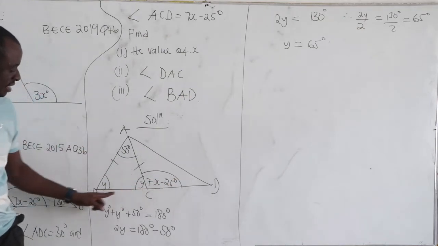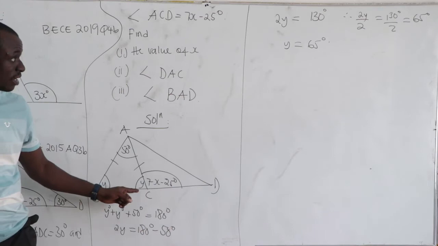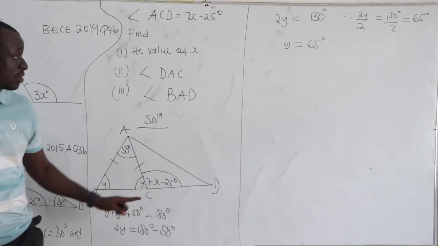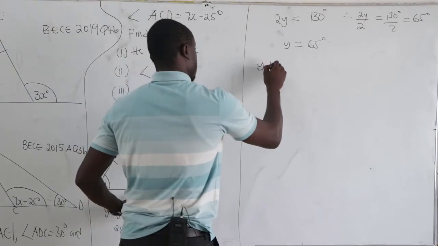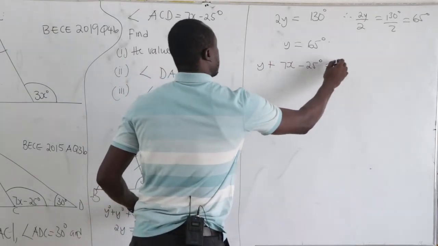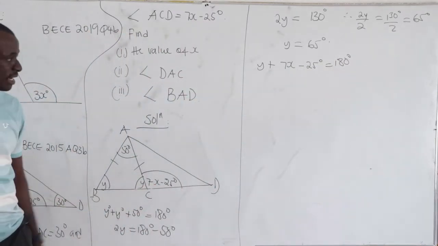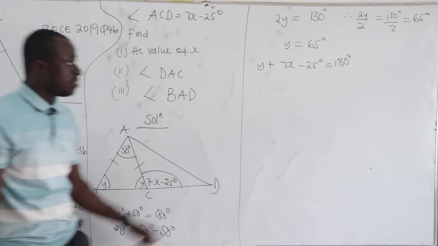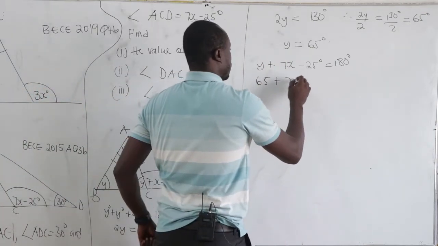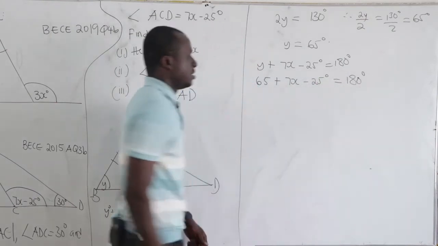Now, we have a straight line over here. So the sum of angles on the straight line equals 180. So that is y plus 7x minus 25 equals 180 degrees. What is y? Y is 65. So you have 65 plus 7x minus 25 degrees equals 180 degrees.